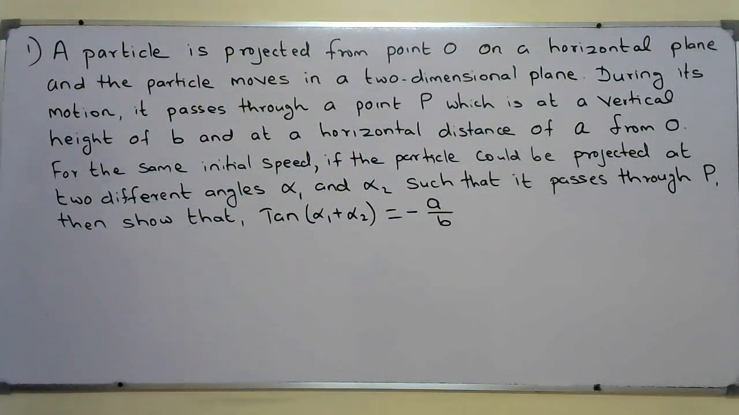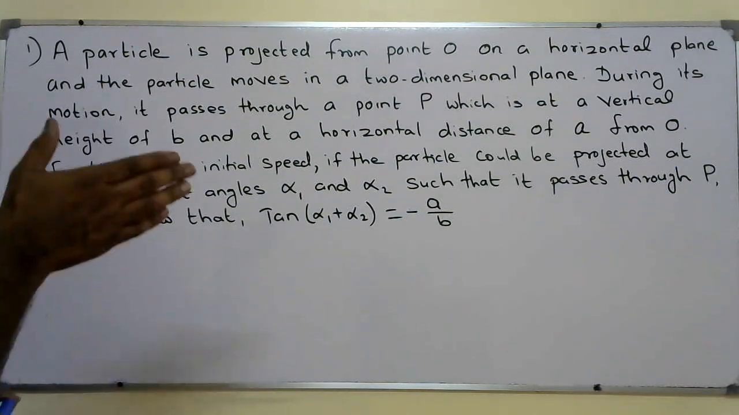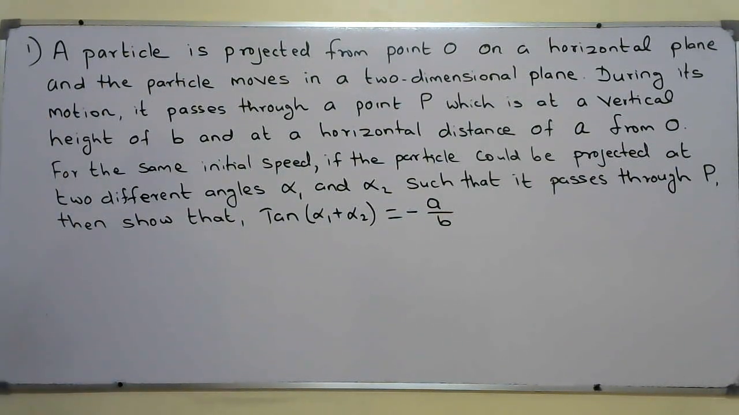A particle is projected from point O on a horizontal plane and the particle moves in a two-dimensional plane. Okay, it's a vertical plane. During its motion, it passes through a point P which is at a vertical height of B and at a horizontal distance of A from O. So, okay, we'll think about that.